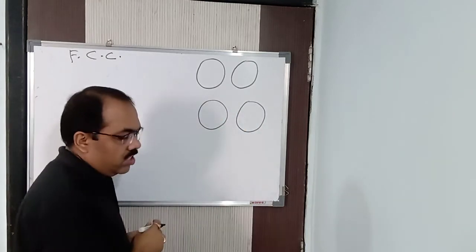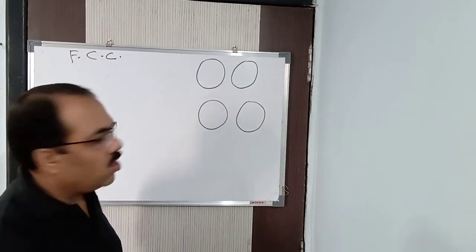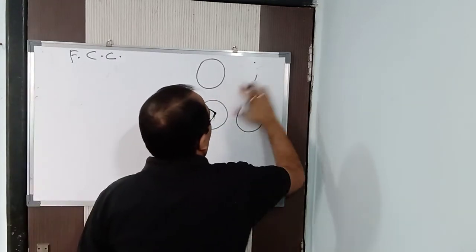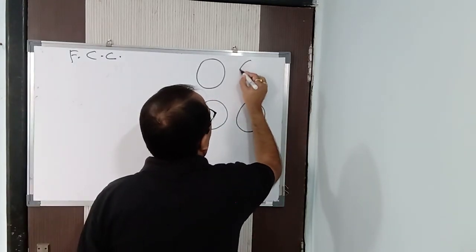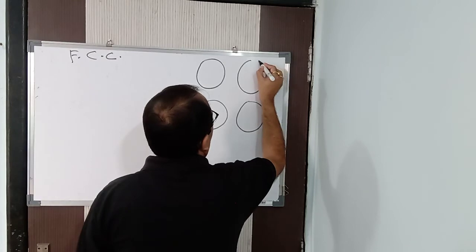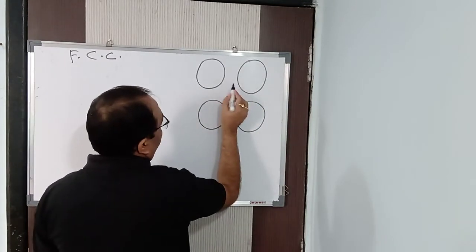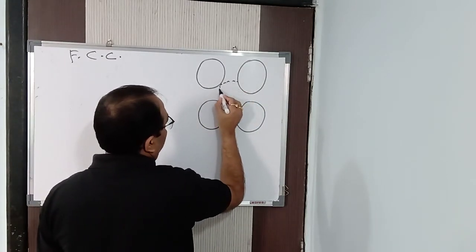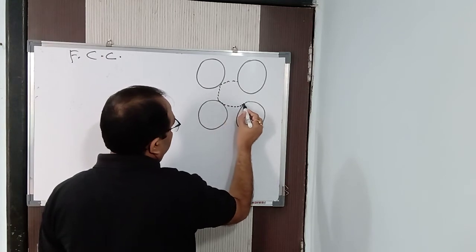Clear? Are they touching each other? No. The atoms at the corner do not touch each other. Let me draw this one a little bit better. Okay, fine. Now, in FCC, the atoms here at the center of each face.